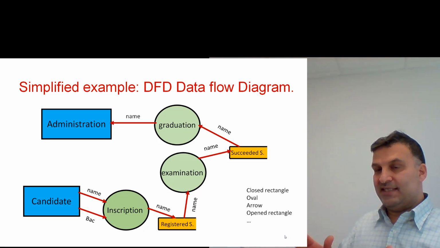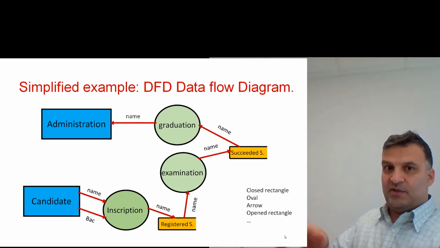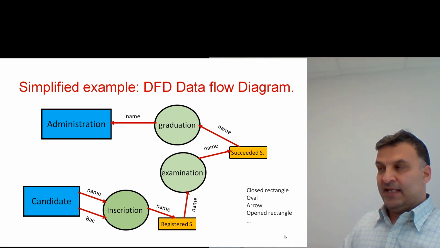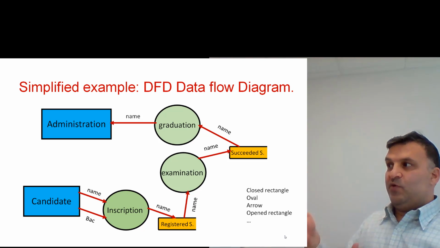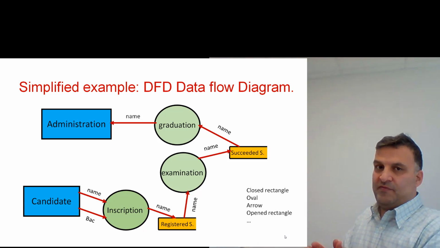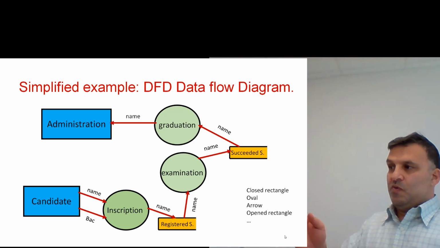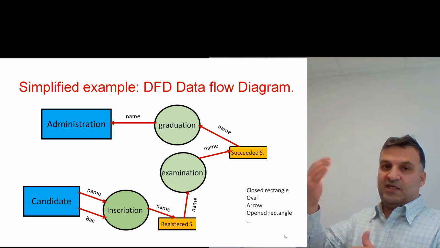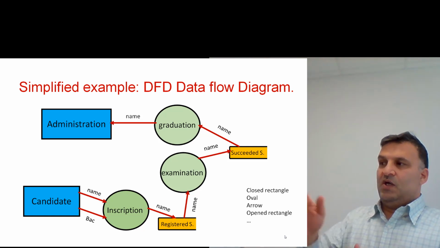So we cannot see the members of the system. We cannot see the subsystems of our system. We can see the operations in our system. We can see how the external entities communicate with our system. In our example here, there is a system for an engineering school. The external entities are the administration, which is the administration of the university, not of the school itself, and a candidate.